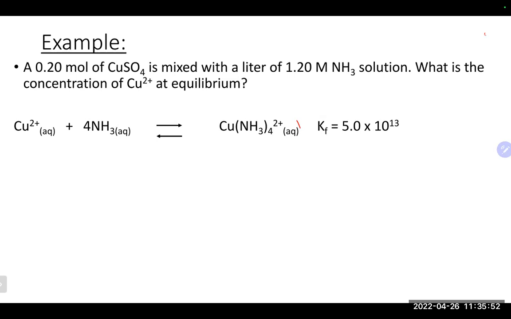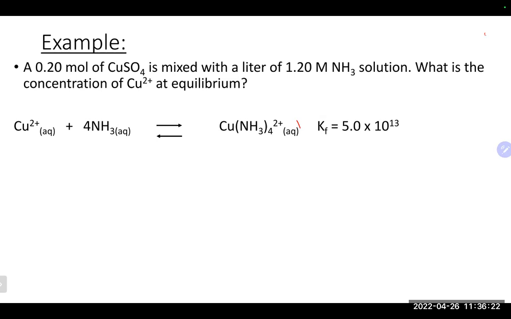When we do these types of problems, the formation of a complex ion is a lot of times favored. We know that because if we look at the K values, it is a really large value in a lot of cases. For example, this particular one in this example is 5 times 10 to the 13. Remember, pretty much anything over 1 is considered large, so 10 to the 13 is a very large value of K.